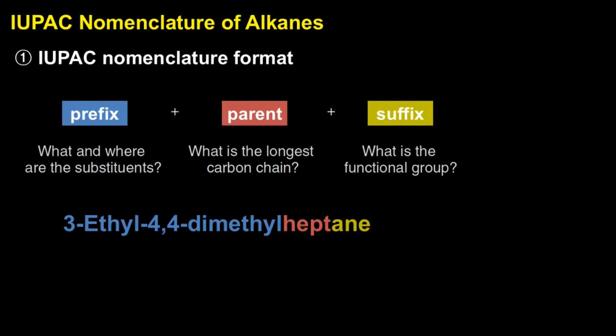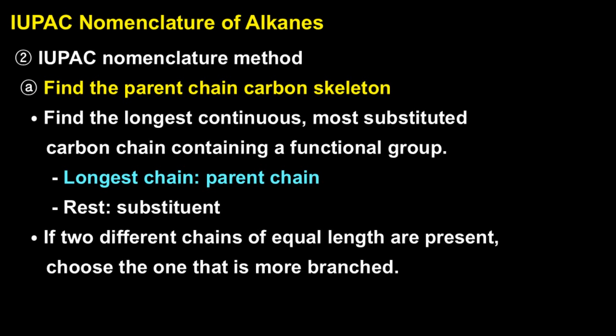Now that we've got the basics down, let's walk through the full naming process, step by step. Step 1. Find the longest continuous carbon chain. This chain decides the base name of the compound. If there's more than one chain with the same length, we go with the one that has the most substituents. That's what IUPAC rules tell us to do. The longest chain becomes the parent name, and any other carbon groups attached to it are treated as substituents.